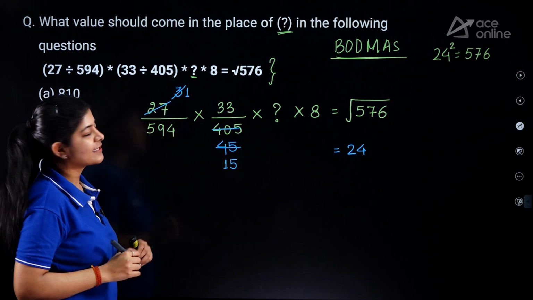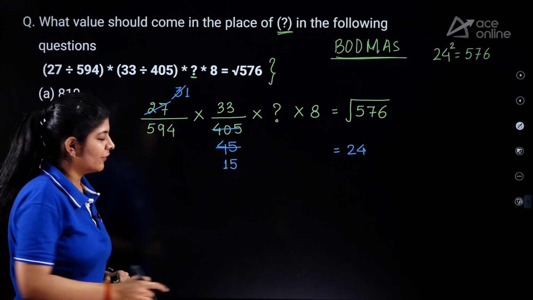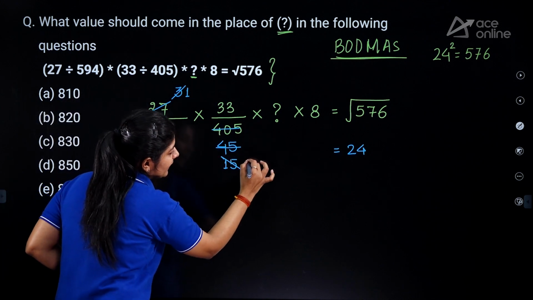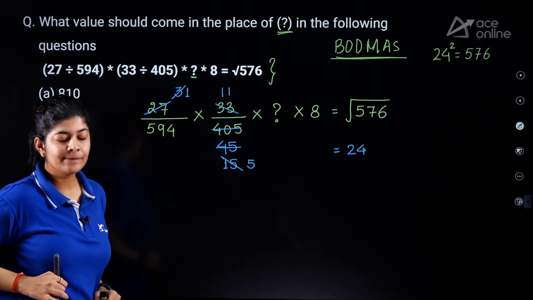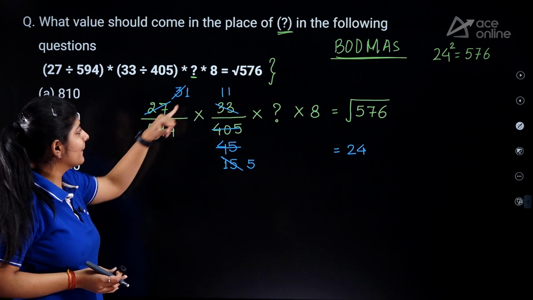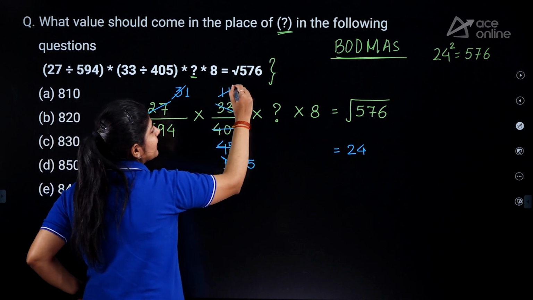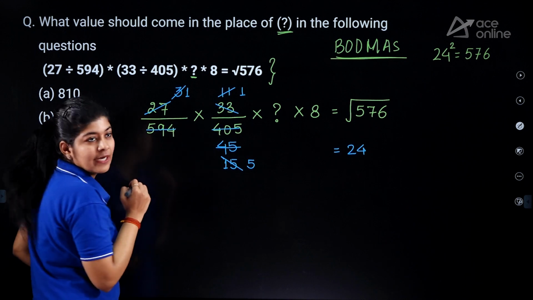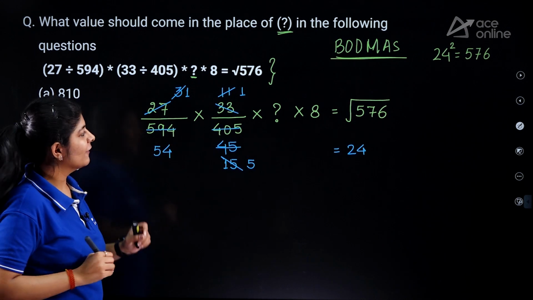Next, I know that this term is again a multiple of 3, and this is again a multiple of 3, so I start eliminating again. Here I'll get 5 and here I'll get 11. Now, both of these numbers are multiples of 11, so I can easily eliminate. Here I'll get 1, and here I am getting 54.